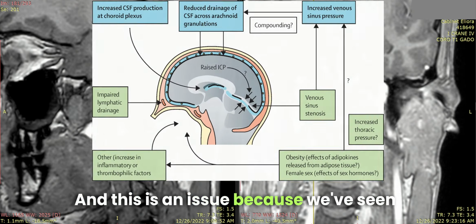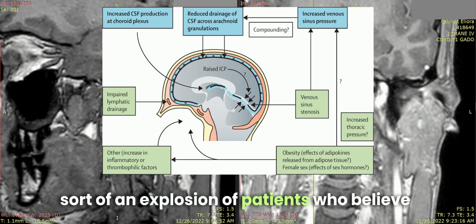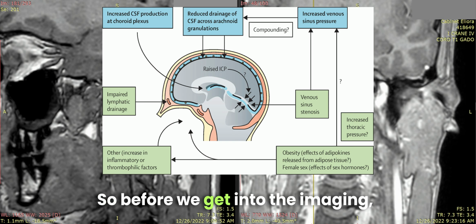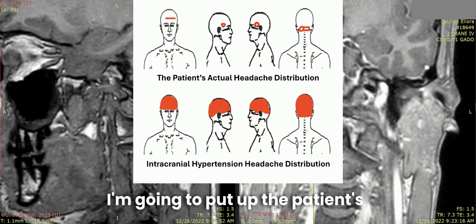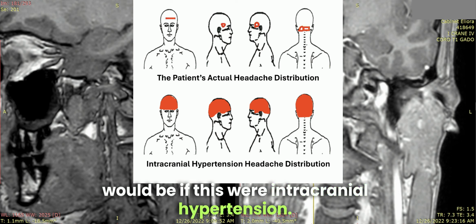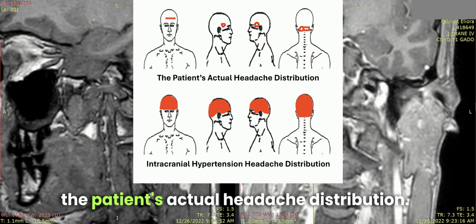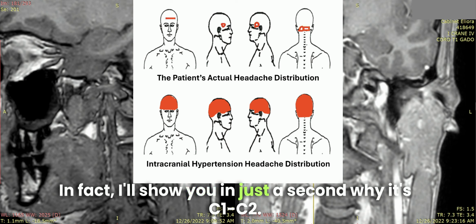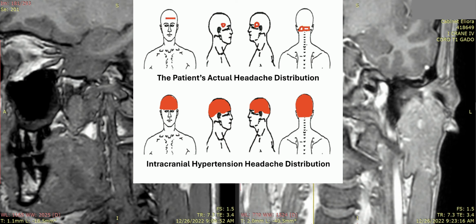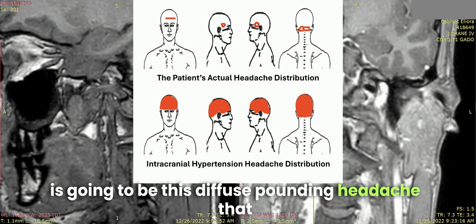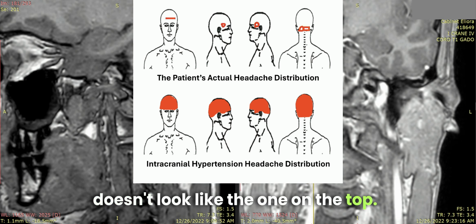This is an issue because we've seen an explosion of patients who believe they've got headaches due to intracranial hypertension. So before we get into the imaging, I'm going to put up the patient's actual headache distribution versus what the distribution would be if this were intracranial hypertension. You can see on the top the patient's actual headache distribution. That's a musculoskeletal headache. In fact, I'll show you in just a second why it's C1-C2. And on the bottom, an intracranial hypertension headache is going to be this diffuse pounding headache that doesn't look like the one on the top.